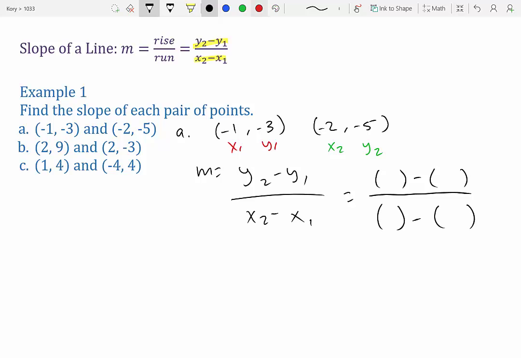Alright, so we have y2, which is negative 5, minus y1, which is negative 3, over x2, which is negative 2, minus x1, which is negative 1. Now our minuses in the middle become pluses. So we have negative 5 plus 3 is negative 2, and negative 2 plus 1 is negative 1, and negative 2 divided by negative 1 is positive 2. So our slope is positive 2.